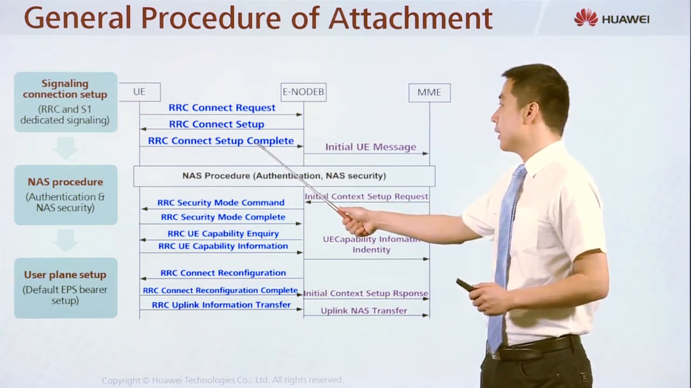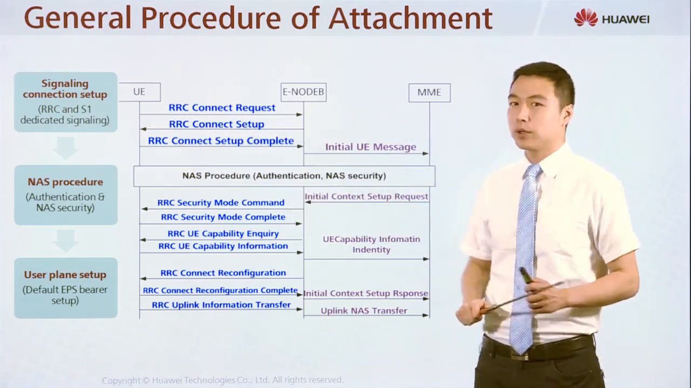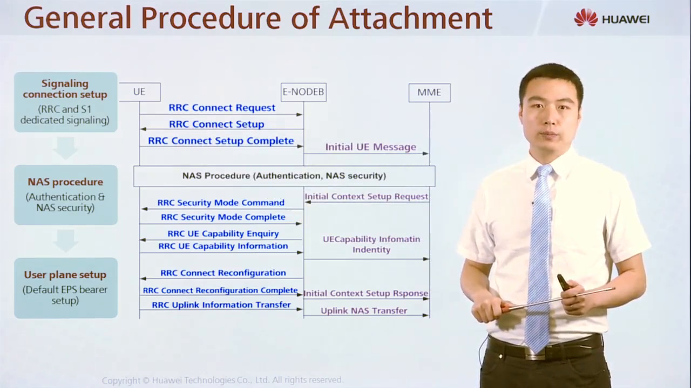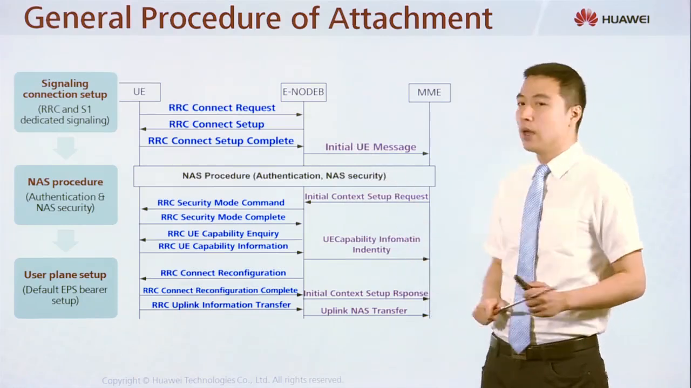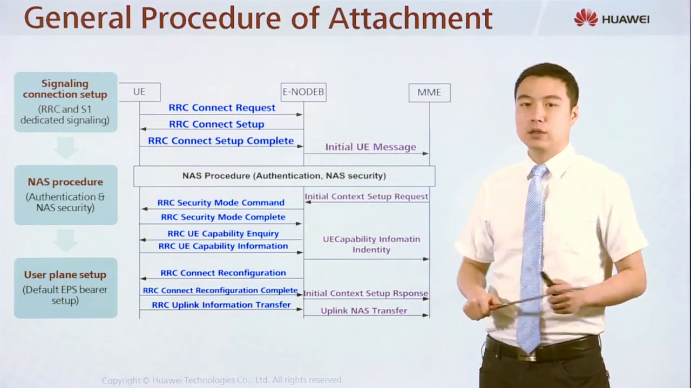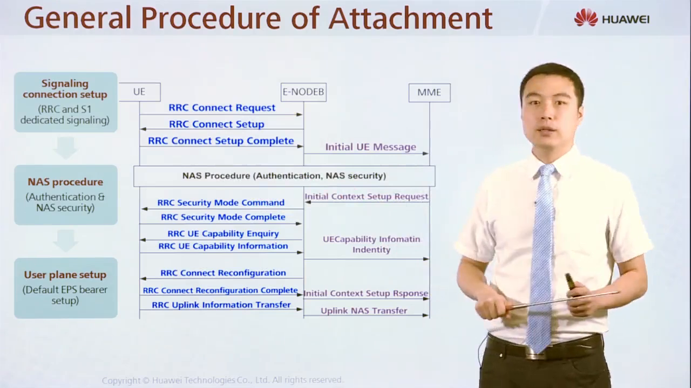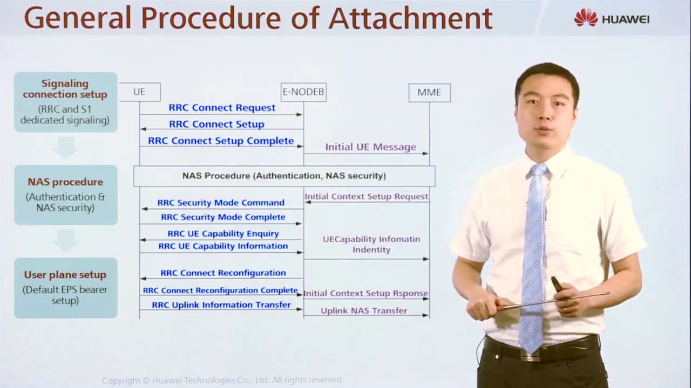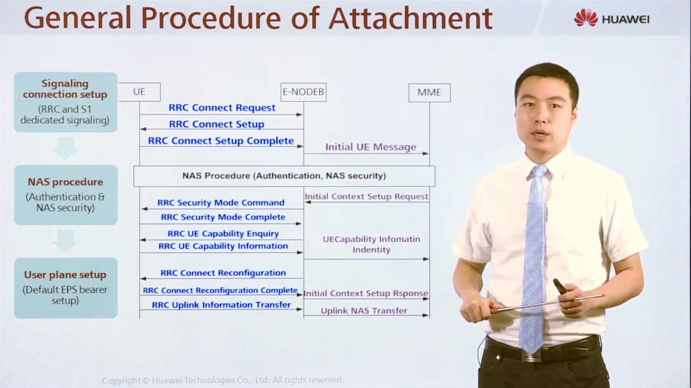After this bridge is ready, the UE will send a message directly to the core network. This is the first message the UE sent to the core network. We call this message the initial UE message. Actually, this message is a NAS signaling. It's sent from the UE to the MME directly. But this NAS message is encapsulated by the RC connection setup complete message.